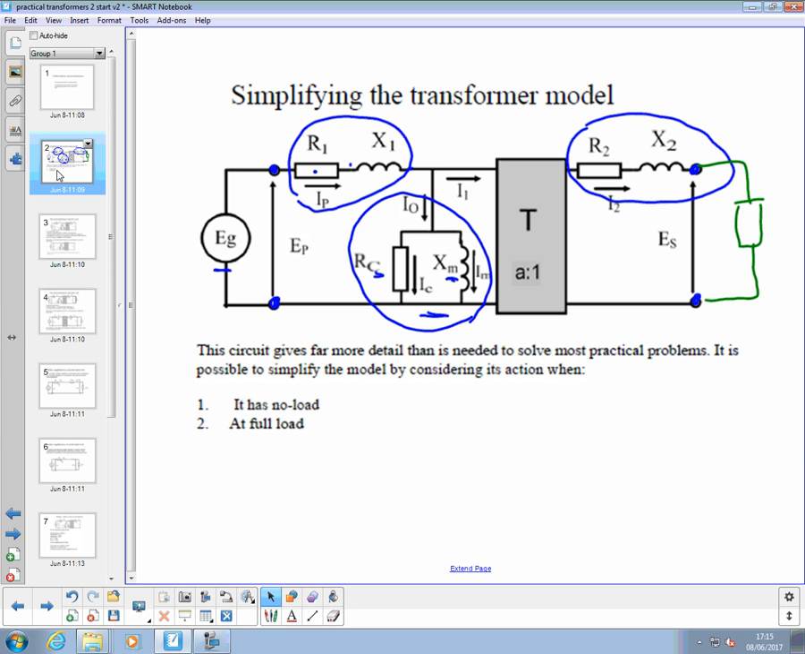Okay, that circuit has far more detail than is really needed to solve most practical problems. It's possible to simplify that model by considering its action, one, when it's off load, and two, when it's at full load. Okay, and I'm going to explain why that is now. So we've developed a full model, and now we're going to look at how it can be simplified.